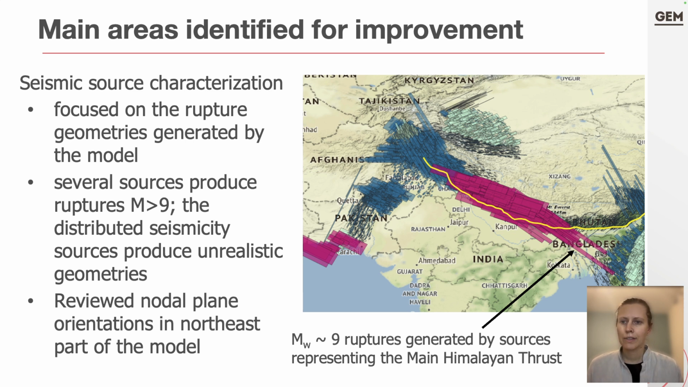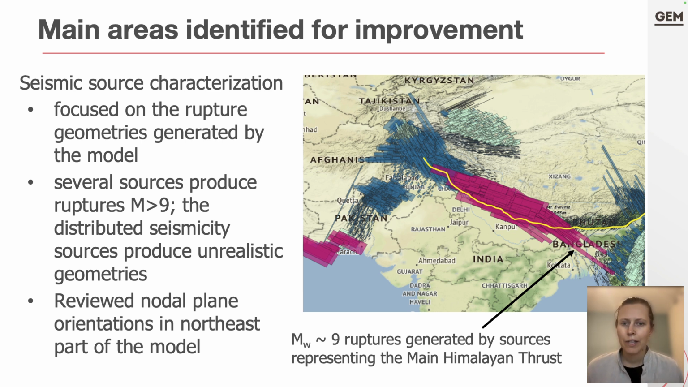We noted that several sources produce ruptures with magnitudes greater than 9. Because distributed seismicity sources are used to model these, sometimes we found that the ruptures were not realistic and could potentially be causing problems in these various applications. We also reviewed the nodal plane orientations in the northeast part of this model, and tried to ensure that these were compatible with observations as well as the logic of the tectonics that are observed.